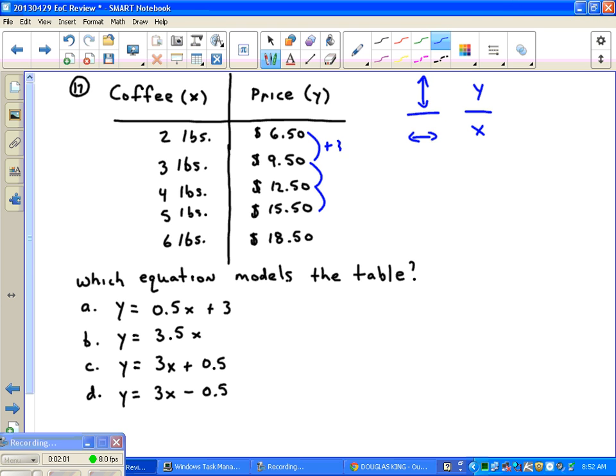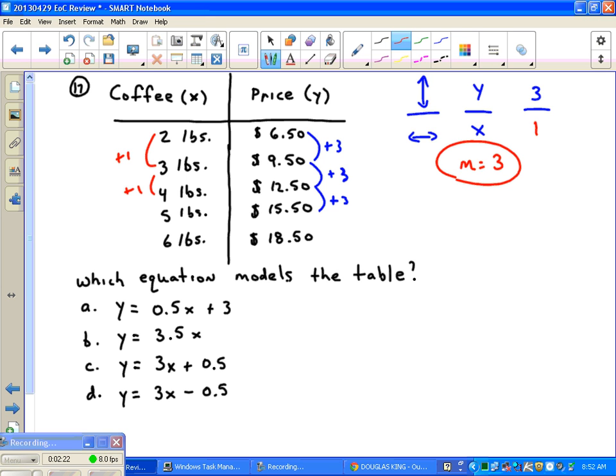It's going up plus 3 each time. Plus 3. Plus 3. Each one's plus 3. So your change of y is positive 3. Your change of x, it's going up plus 1 each time. So it's over positive 1. So your m value is going to be 3, or 3 over 1.